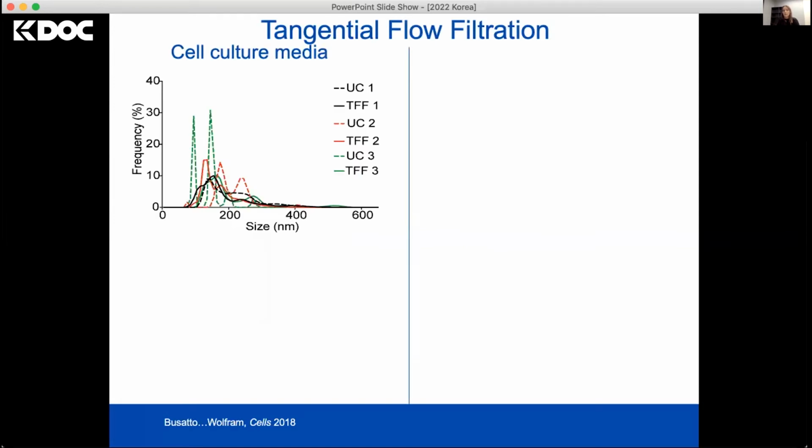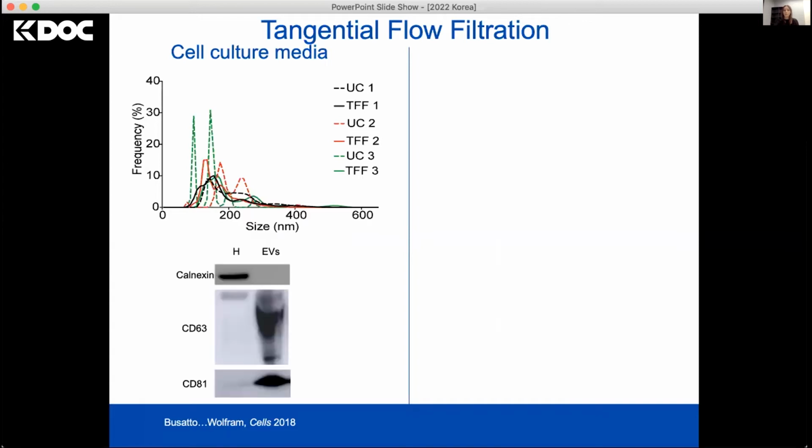And so then we can also look at the size distribution profiles. And when we do ultracentrifugation, different batches fall all over the place here, the dashed lines. But with TFF, the size distribution is more similar. And then we, of course, look at EV-enriched markers such as CD63 and CD81 and see that they're present, and the absence of intracellular vesicle markers such as calnexin.